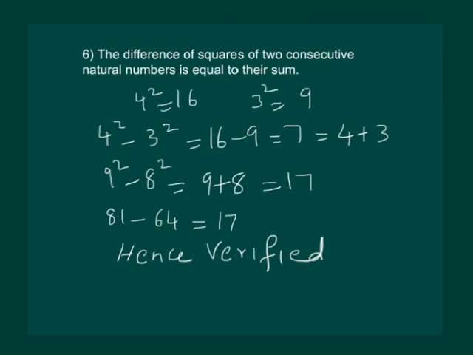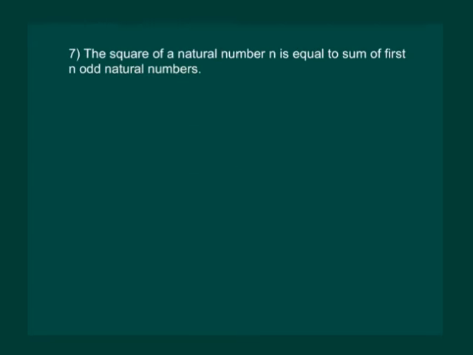Please understand that two consecutive natural numbers means if we are taking 3, the next number will be 4. They are called consecutive numbers. That means the number and the next number. Before stating the property, let us study a pattern.